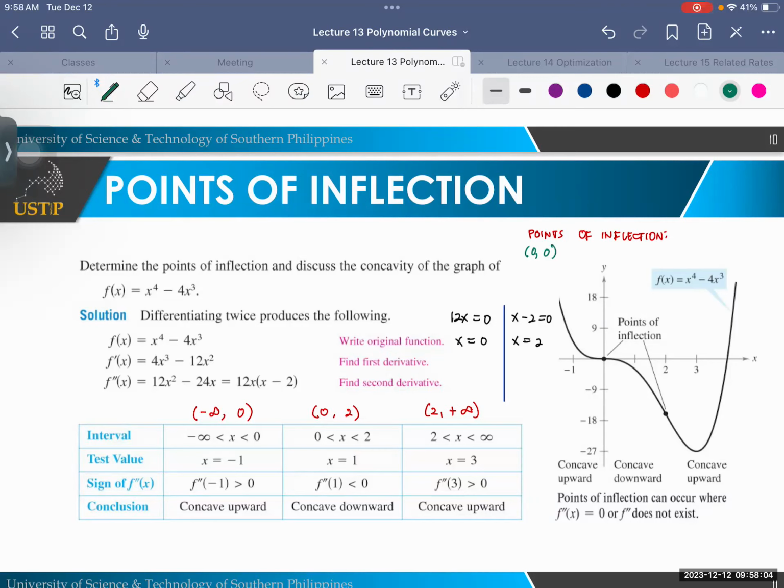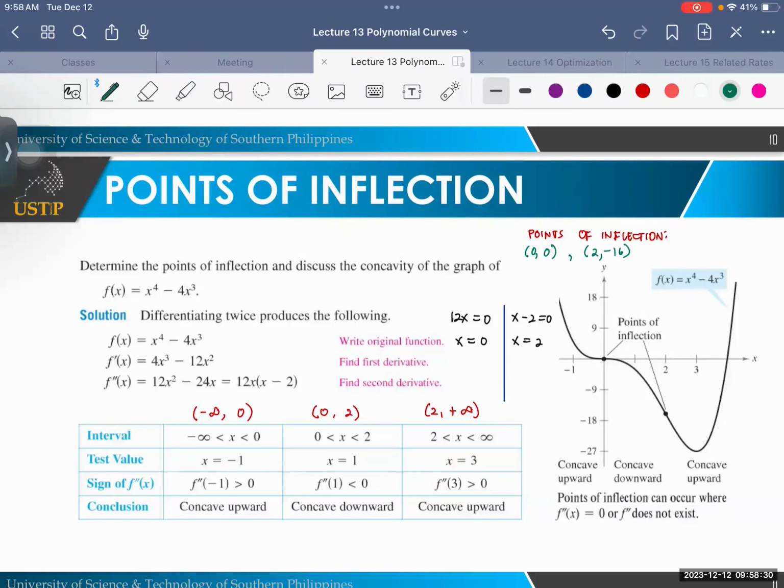And then the second point is 2. What is the y value? We will calculate that, class. I don't have the y value, and I can't estimate it from the graph. So again, we substitute this 2 into the original function to get its y equivalent. Minus 4. Okay, 16, negative 16. So we have negative 16.